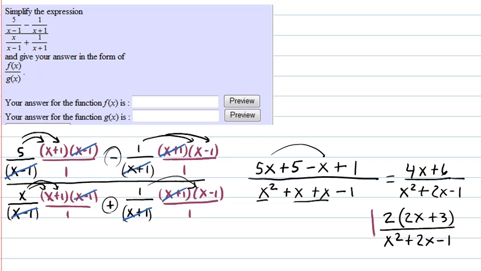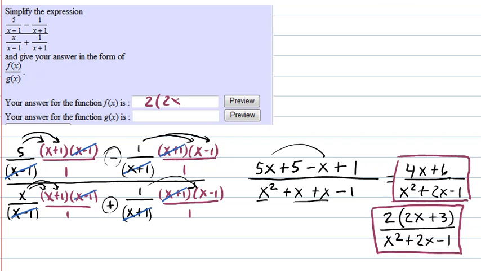So now my question is, well, how should I write my answer? This answer is in factored form, because at least I could factor the top. But the top answer is okay too. We know that neither one reduces. WAMAP will accept either one of these, either factored form or multiplied out. And they're asking for the numerator and denominator separately. So if you want to enter it in factored form, you would enter it as 2 times the quantity 2x plus 3. And the bottom, x squared. Remember, you put a little caret for the squared. X squared plus 2x minus 1. There you go.